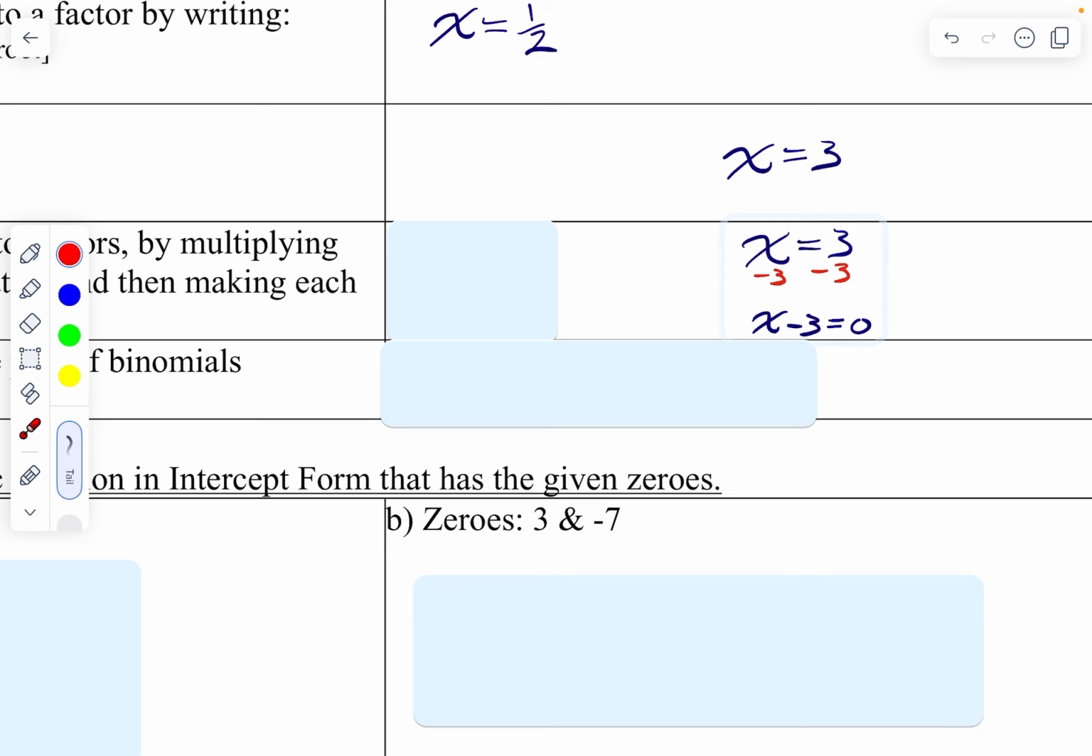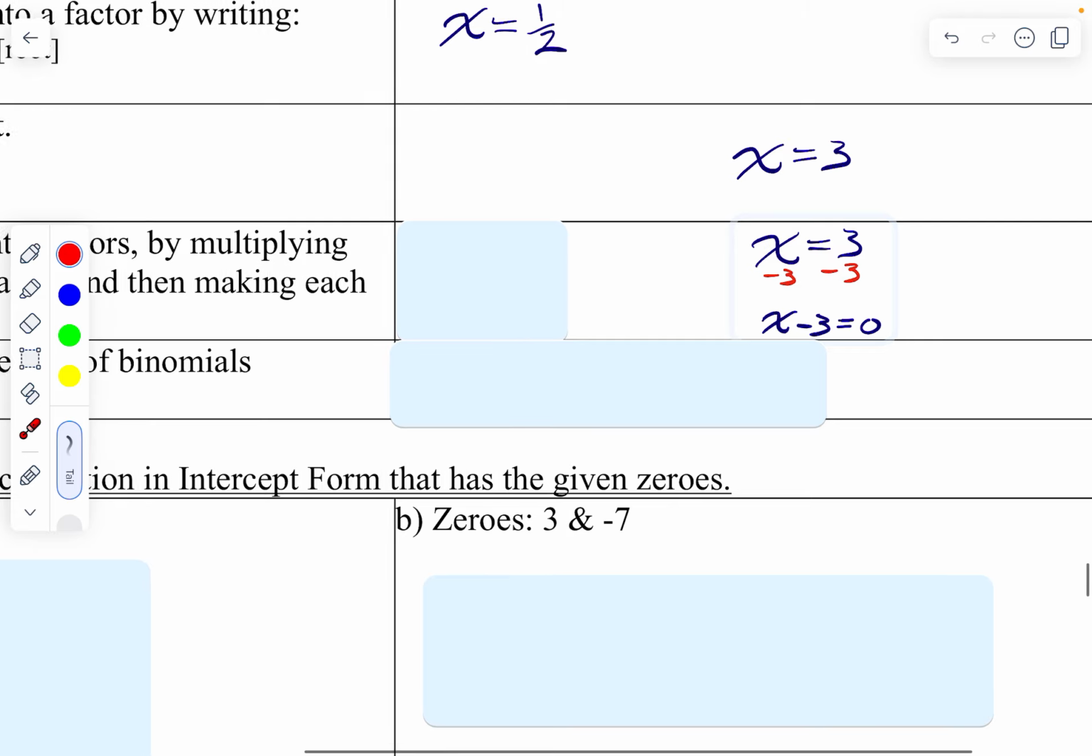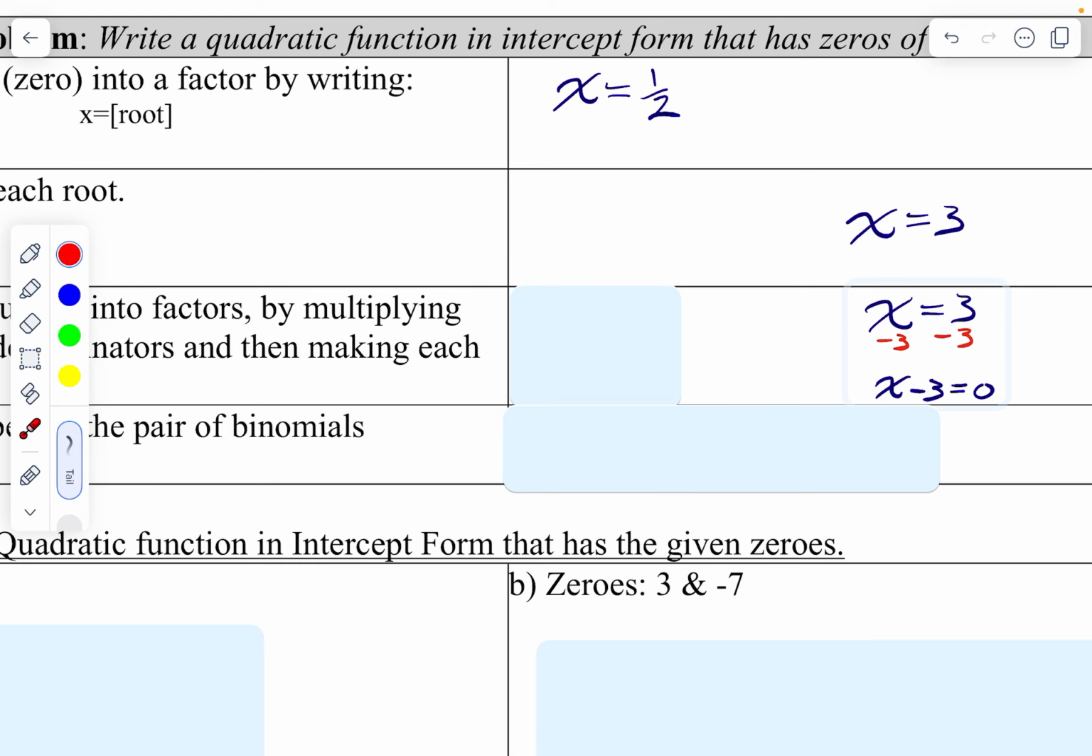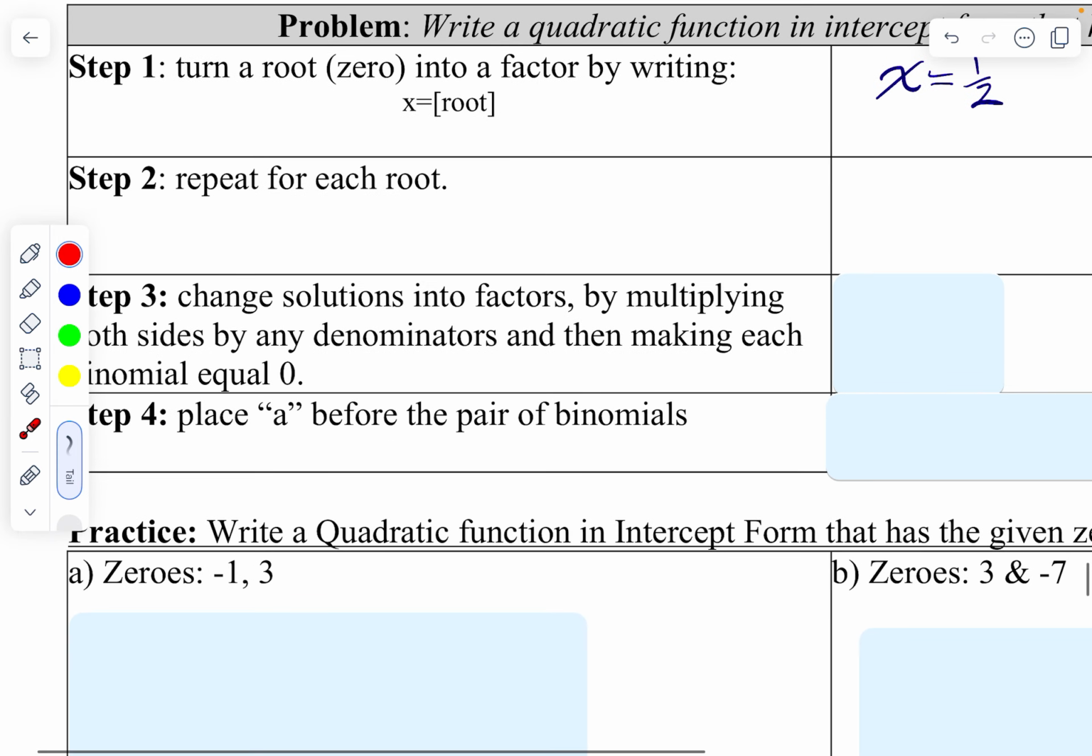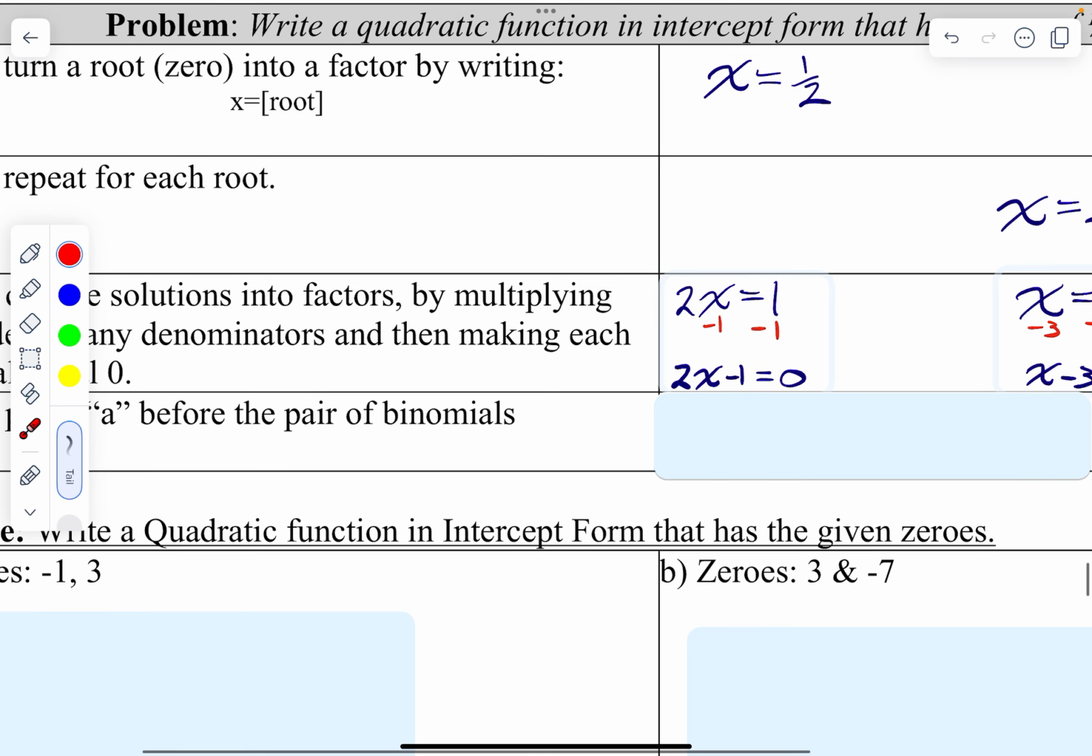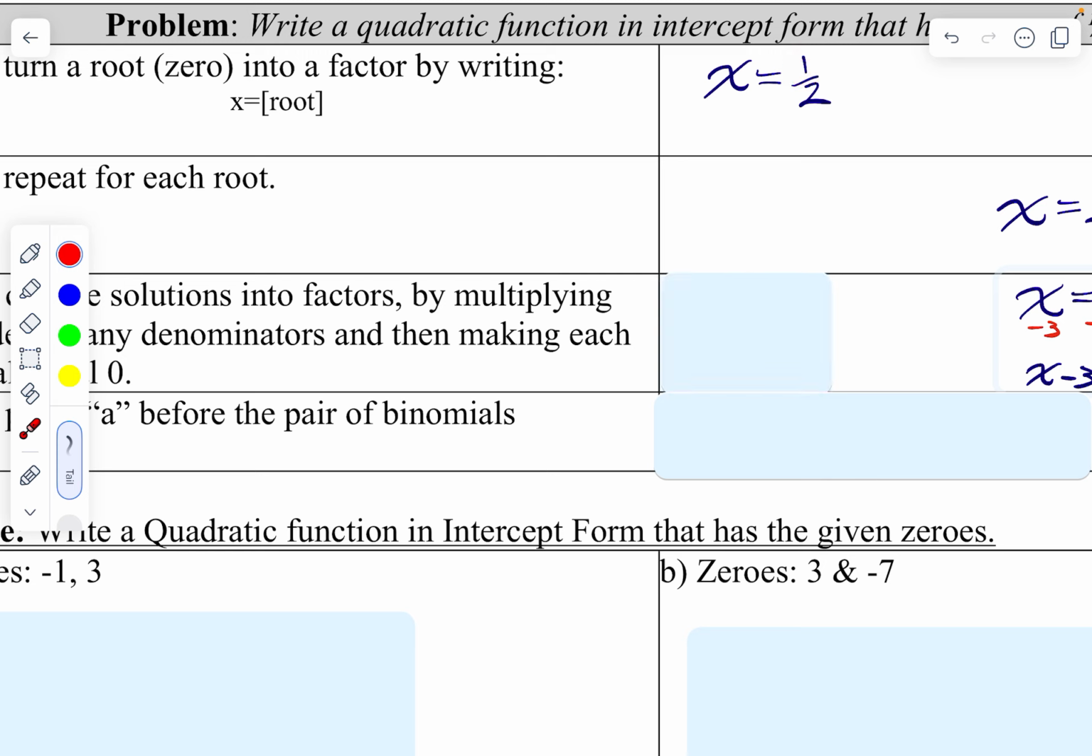I'm taking my solution x equals 3 and I am turning it back into a factor by getting one side equal to 0. And I do something very similar with x equals 1/2, but take notice here that if there are any denominators, we want to multiply both sides by that denominator. So the first thing I'm going to do is multiply everything by 2, so I get 2x equals my numerator 1, and then I subtract 1 from each side, and I get 2x minus 1 equals 0. So all I do is I multiply by my denominator, and then I add or subtract the numerator.